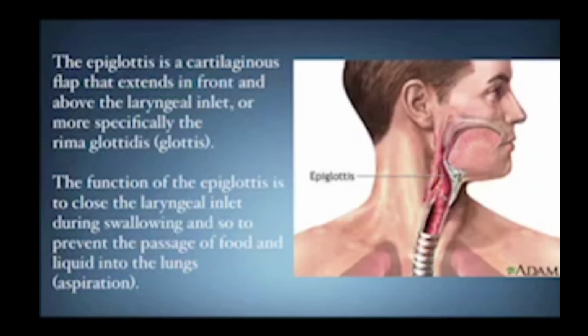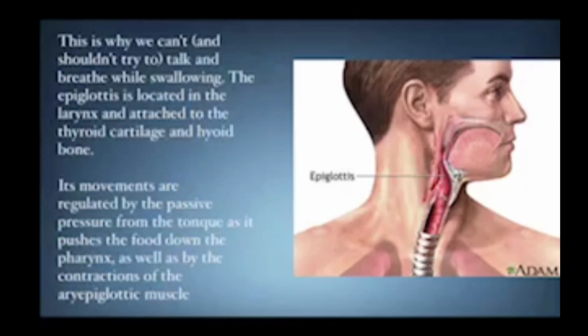Epiglottis. The epiglottis is a cartilaginous flap that extends in front and above the laryngeal inlet, or more specifically, the rima glottidis. The function of the epiglottis is to close the laryngeal inlet during swallowing, and so to prevent the passage of food and liquid into the lungs, also called aspiration. This is why we can't, and should not try to, talk and breathe while swallowing. The epiglottis is located in the larynx and is attached to the thyroid cartilage and hyoid bone. Its movements are regulated by the passive pressure from the tongue as it pushes the food down to the pharynx, as well as by the contractions of the epiglottic muscle.